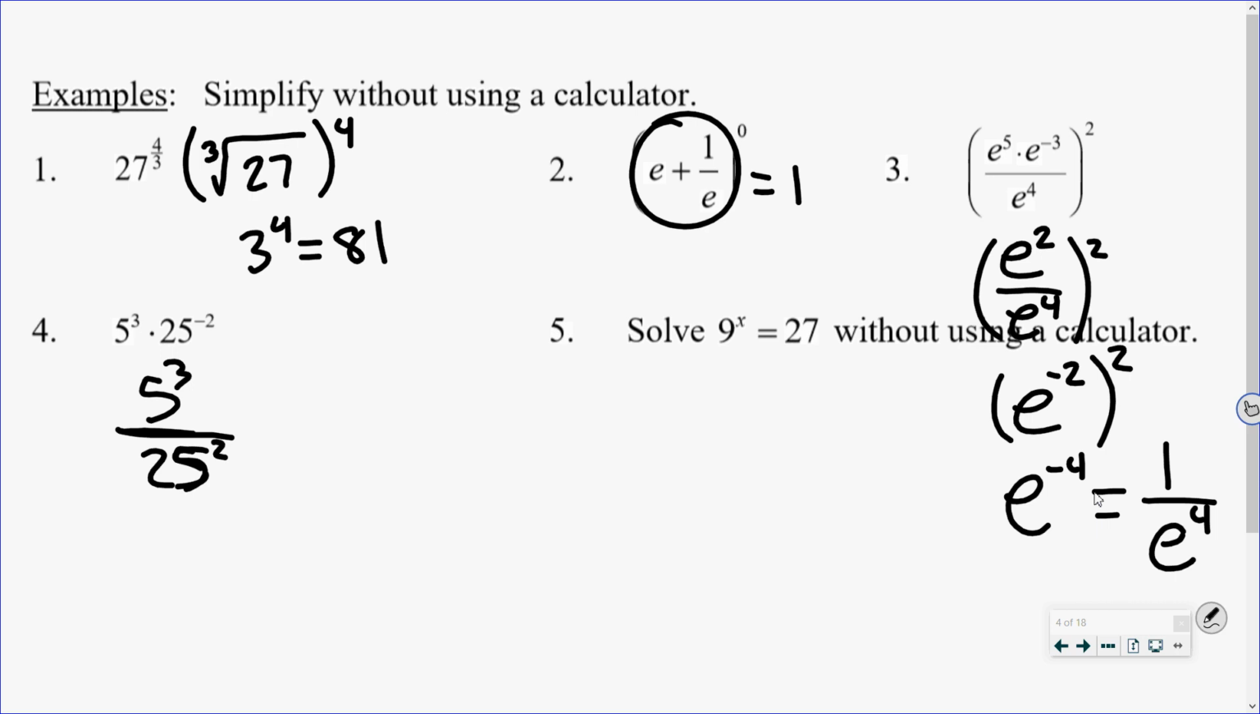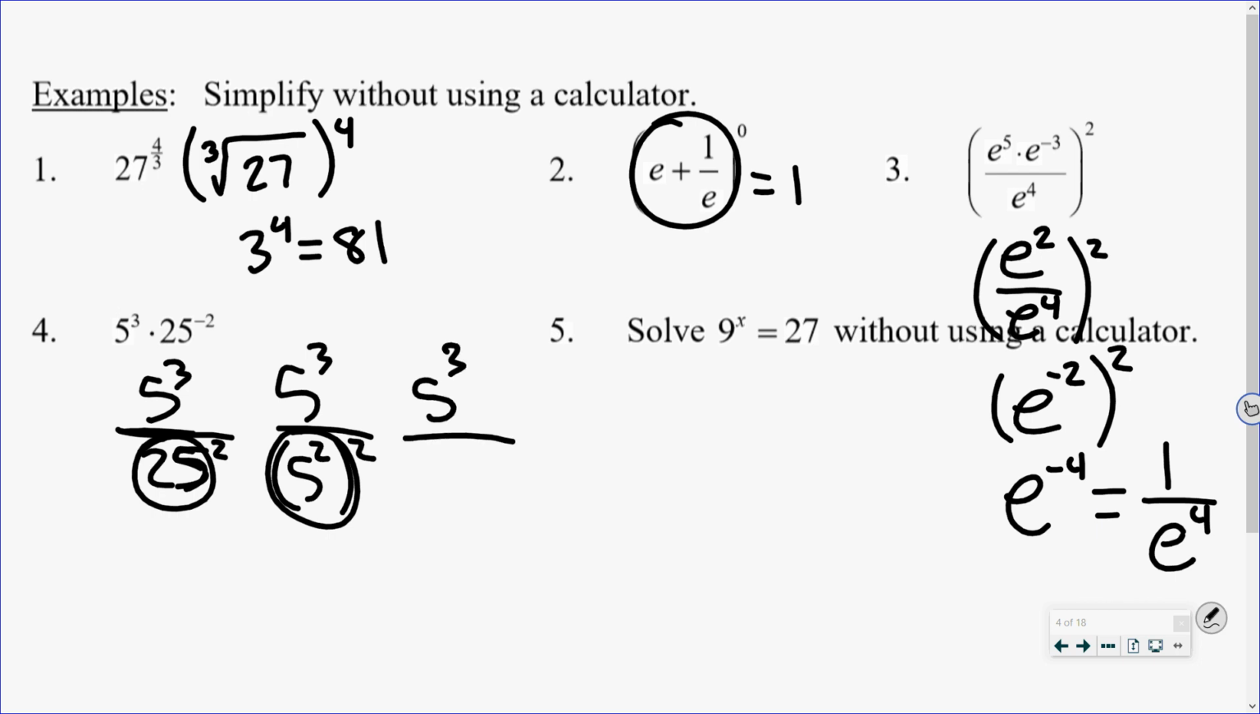So what I'm going to do is a little trick here. I'm going to go 5 to the third. I'm going to write 25 as being 5 squared, and I still have that square on the outside. So the 25 right there became the 5 squared right there. And the reason why I did that is because now I can simplify it, right? I have 5 to the third, and 5 squared squared is 5 to the fourth. All right, now I can apply my rule. If I'm dividing two things with the same base, the base stays the same. Subtract the exponents. It's always the top minus the bottom. So 3 minus 4 is negative 1. Flip it over, 1/5.